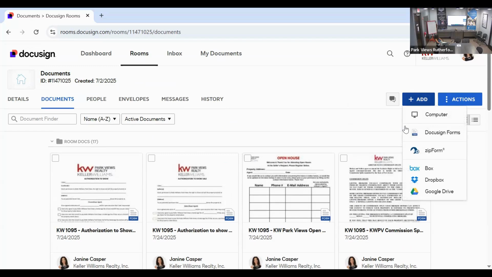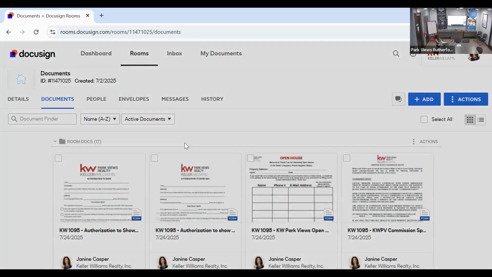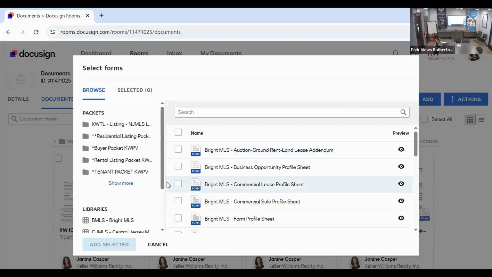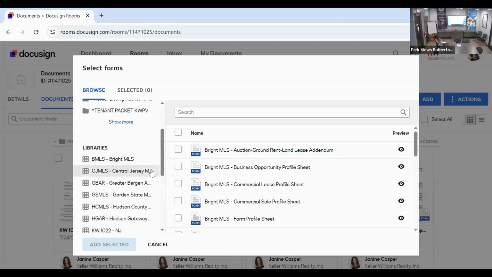What other documents do we have? Does anybody have any questions about documents in particular?